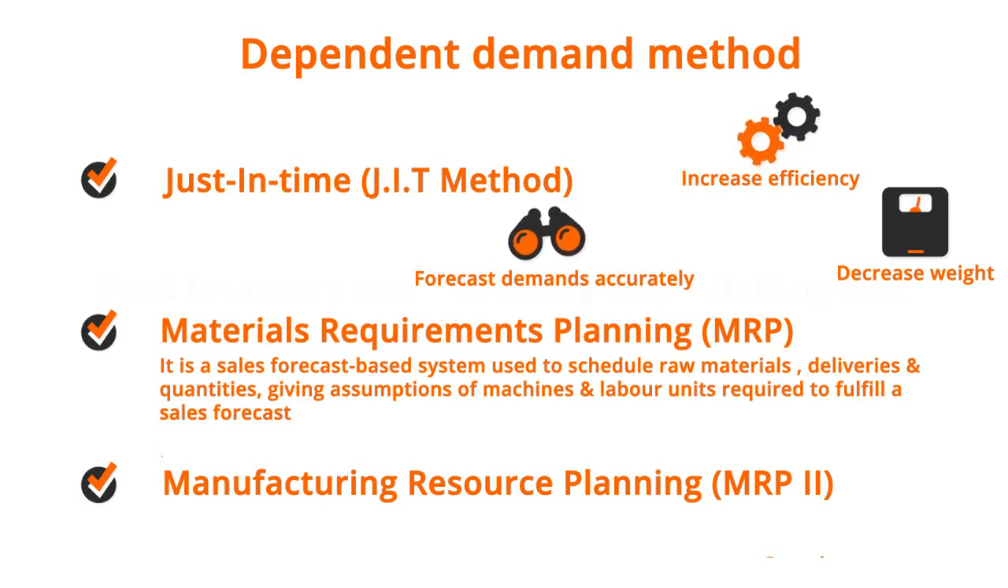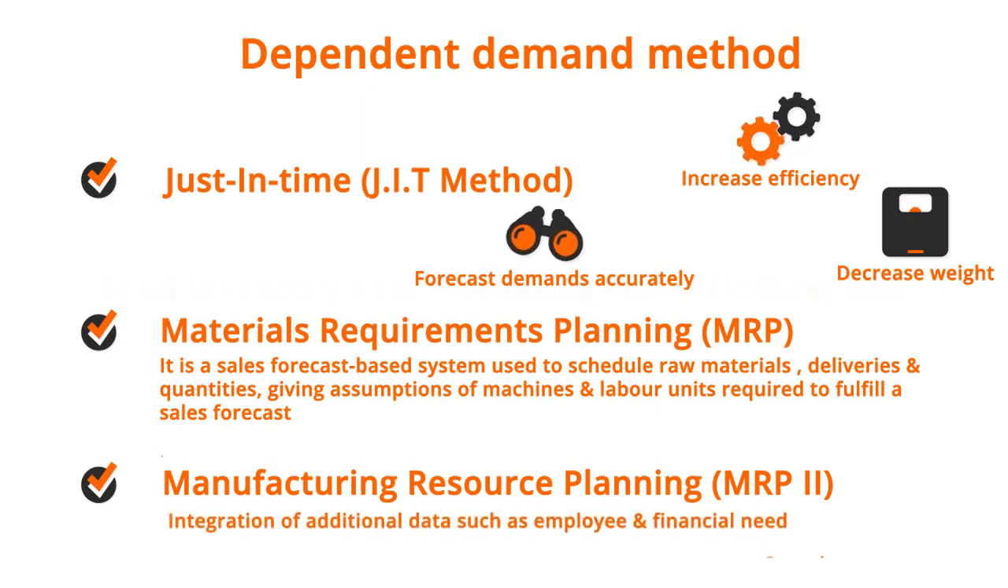And finally, MRP2, which is manufacturing resource planning. This evolved from the early material requirement planning system by including the integration of additional data such as what? Employee and financial needs. This system is designed to centralize, integrate, and process information for effective decision making in scheduling, design engineering, inventory management, and cost control in manufacturing.